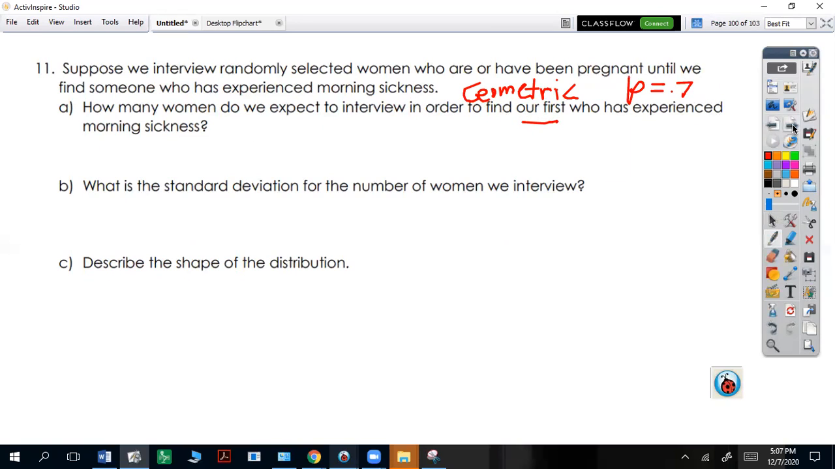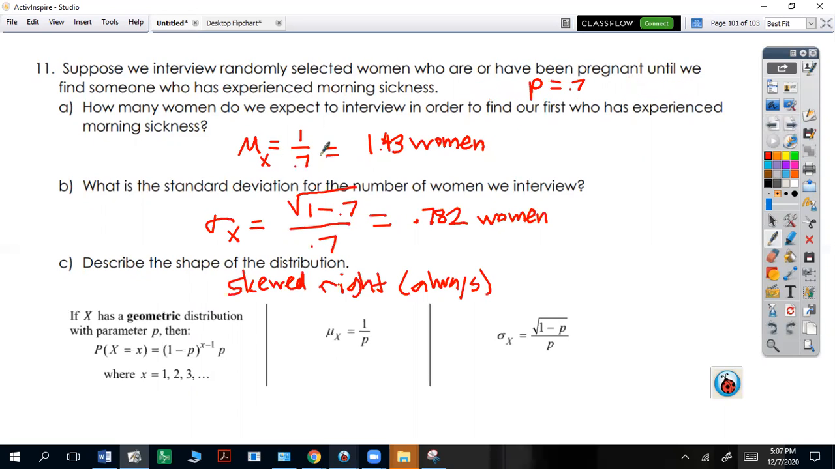All right, so that mean expected is, there's a formula for that. If you look on your formula sheet, it's 1 divided by the probability. We didn't go over that, but you just do 1 divided by 0.7, and you get about 1.43.